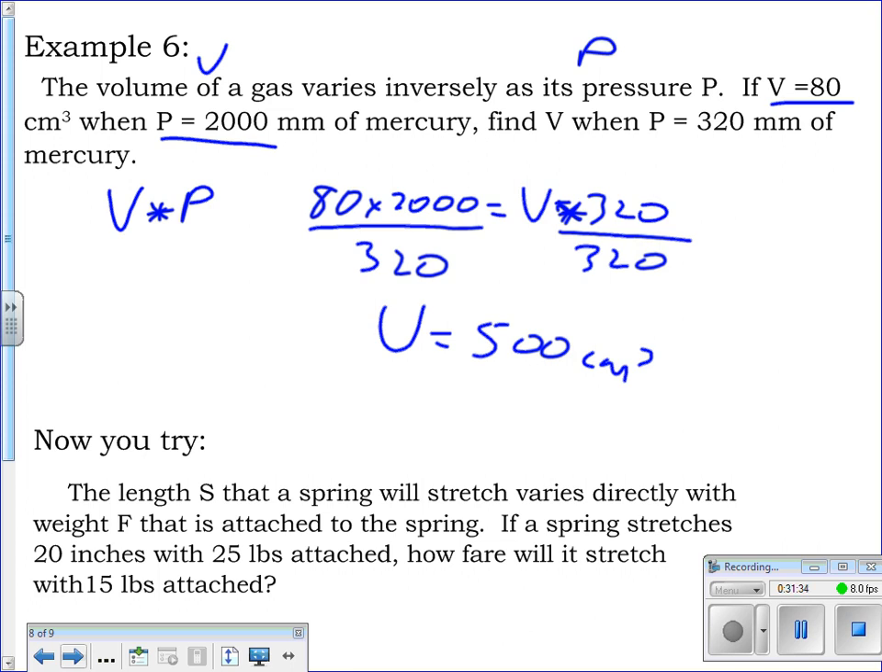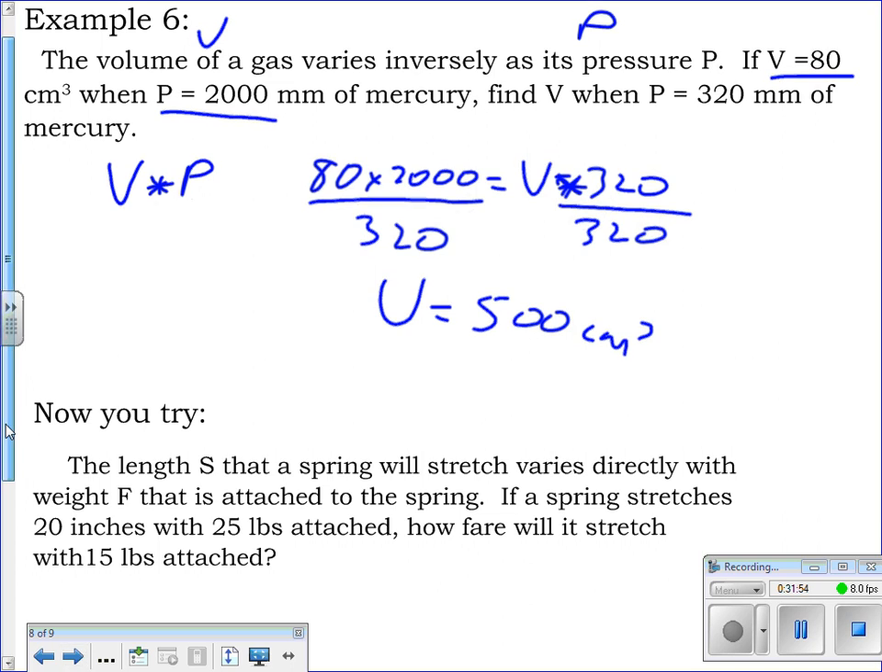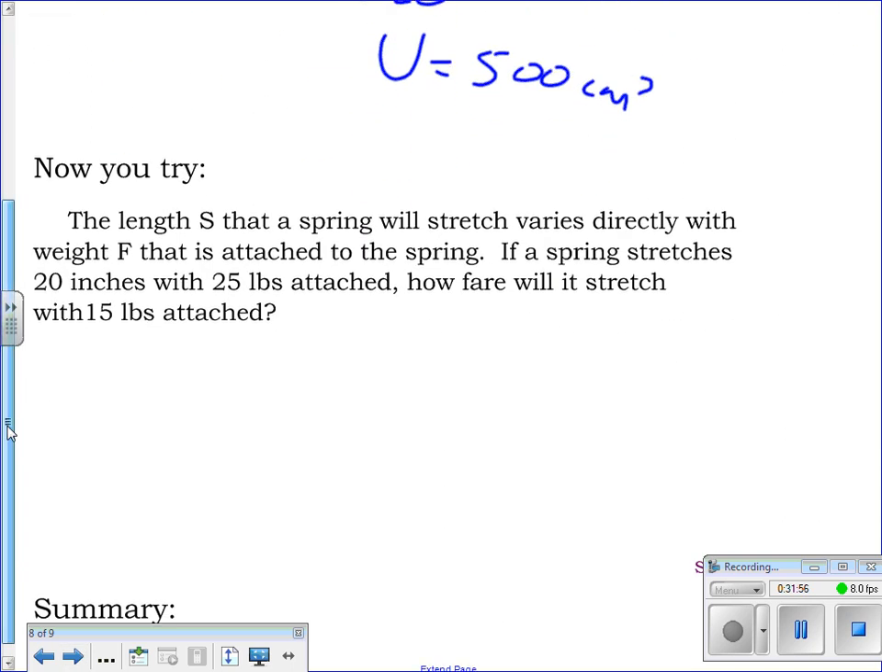So it goes from centimeters to milliliters? A milliliter and a cubic centimeter are the same measurement. Cubic centimeters and milliliters are the same thing. That's not really, that's millimeter. Pressure is millimeters of mercury. Okay, don't worry, the units are good.